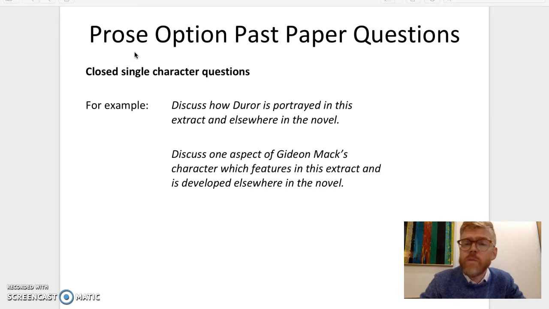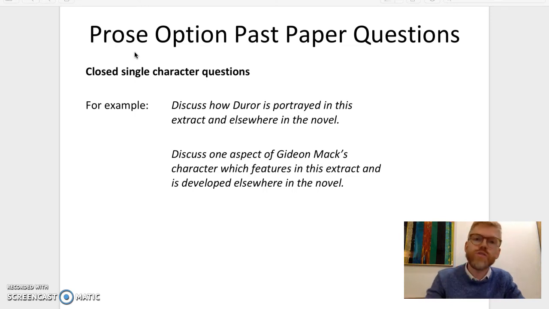And here's a couple of examples of what I mean by that. So discuss how Dunn is portrayed in this extract and elsewhere in the novel. Dunn is a character in The Cone Gatherers, and you're asked to focus specifically on a character that you're given. You're not allowed to just talk about any character you like or another aspect of the text. You're given the character. So that's what I mean by a closed, and obviously it's just one character that you're asked to focus on. So it's a closed single character question.